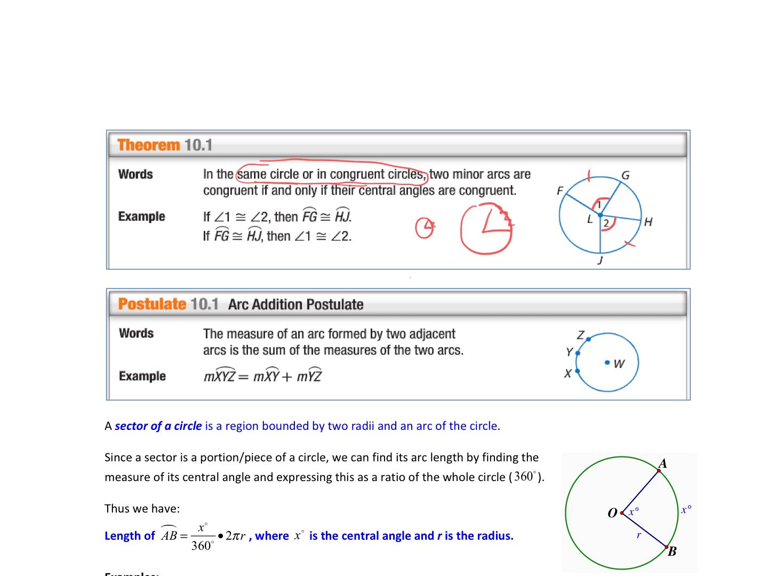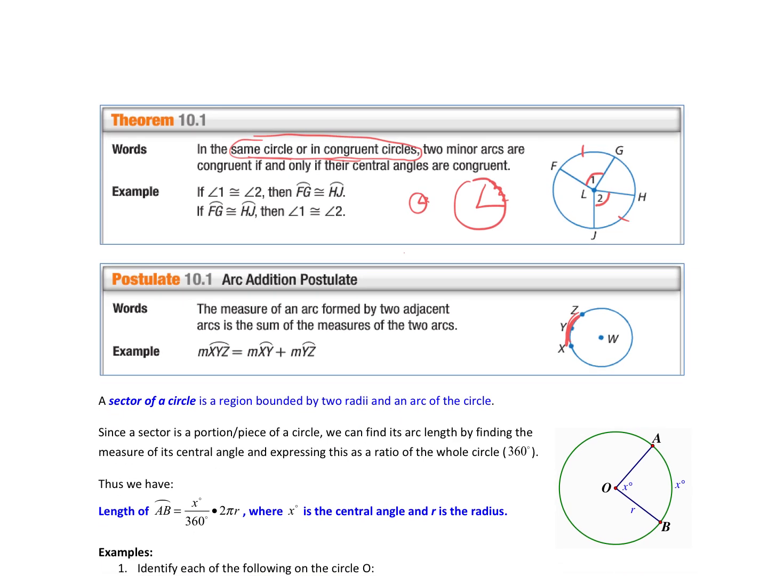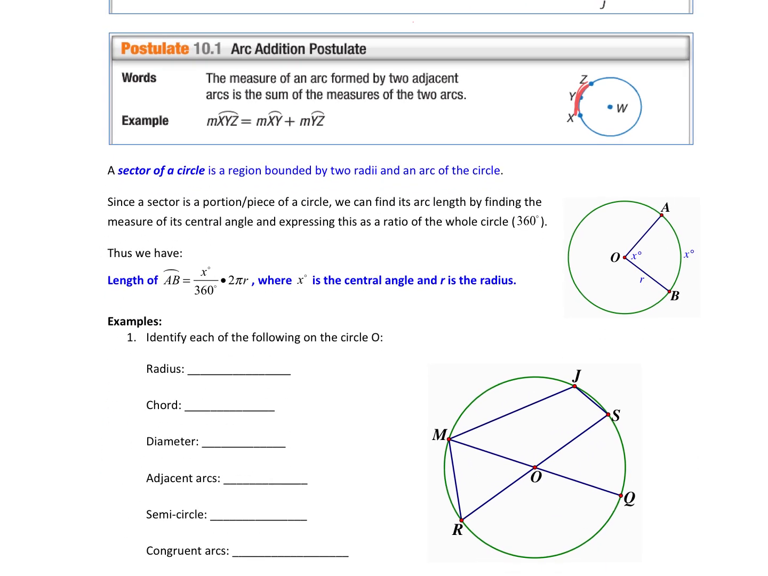Okay, and then arc addition. I said earlier, adjacent arcs are arcs you may want to add. So you can add these two together to get the great big thing. Again, this might seem like this is leading towards something you might want to say in a proof. That's an okay feeling to have, but I'll just tell you now, there are no proofs in this part of the year.